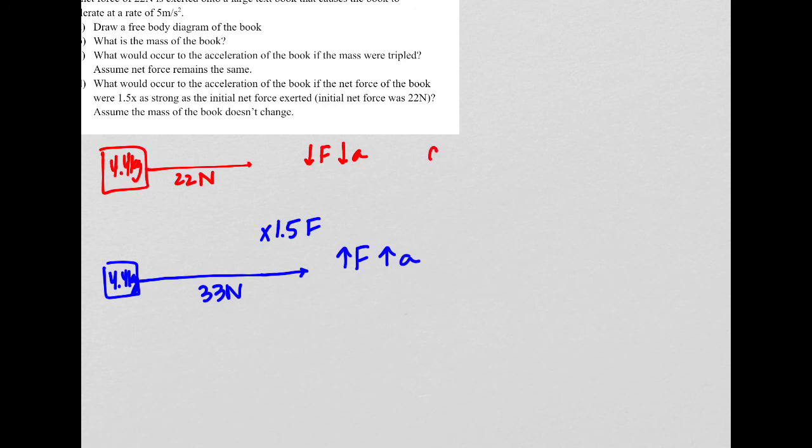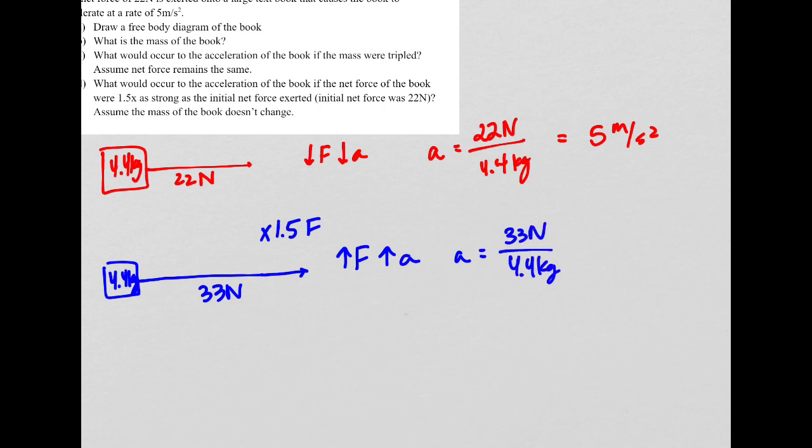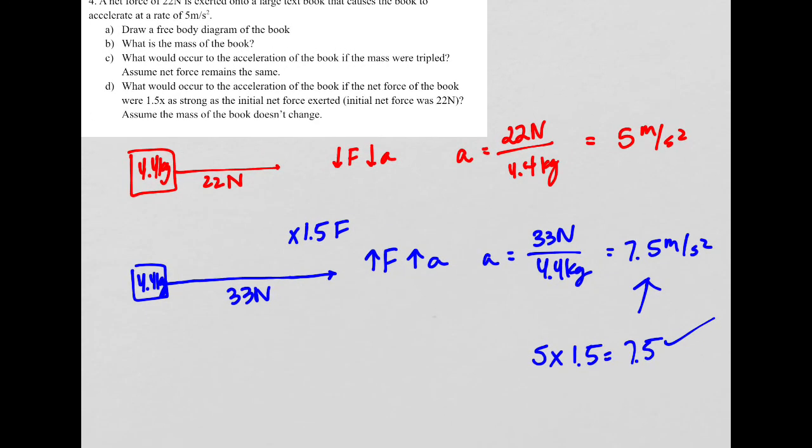And if you wanted to prove it mathematically, we could do that. 22 newtons divided by 4.4 kilograms, again, is 5 meters per second squared. Then for our second scenario, we have 33 newtons divided by 4.4 kilograms. And if you plug that into the calculator, you get 7.5 meters per second squared. And to double check that that makes sense, 5 times 1.5 is 7.5. So woohoo! Our math matches our logic.